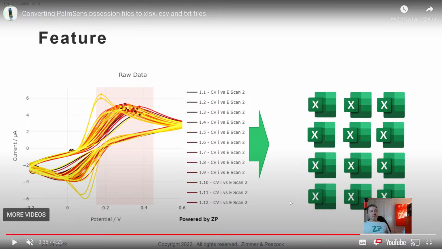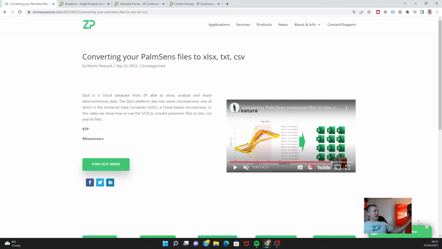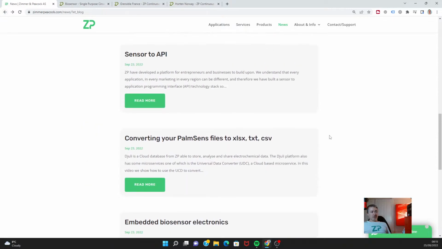But what the UDC does is it actually runs the P-Session file and exports them all as individual files, either as text, comma-separated variable, or XLSX, Excel format. It exports them as individual files, and I think that's a real advantage when you're trying to run databases and do a lot more data manipulation. Getting them out of one file into several files I think is a super useful feature. It's something that we use quite a lot.